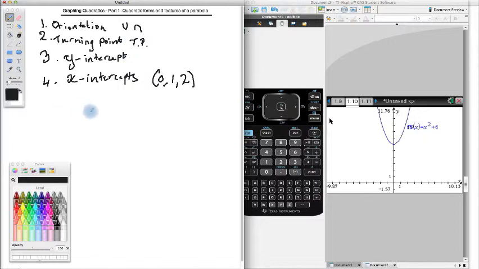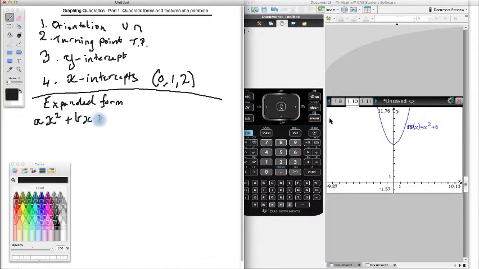Okay, so now what we're going to do is look at the quadratic forms. These are the features of a parabola that we've got here. Now we're going to look at the quadratic forms, and I'm going to explain why they are so important. So, quadratic forms. The first one you've seen before, it's the expanded form. And the expanded form is basically just a polynomial form as well. So it's whenever it looks like ax squared plus bx plus c.